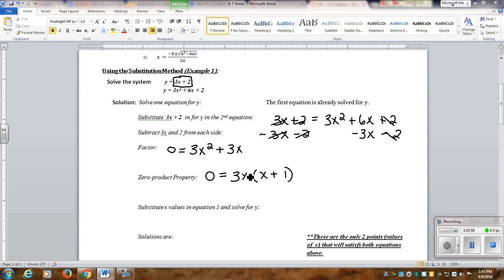So now I know if 3x times the quantity x plus 1 equals 0, I know that one of these quantities has to be 0. So I know that 3x has to equal 0, or I know that x plus 1 has to equal 0. One of those two things has to be 0. So my solutions are x equals 0 and x equals negative 1. Now, let me be very, very clear.